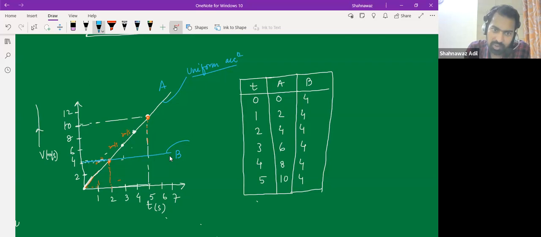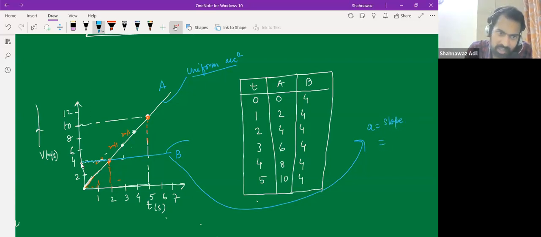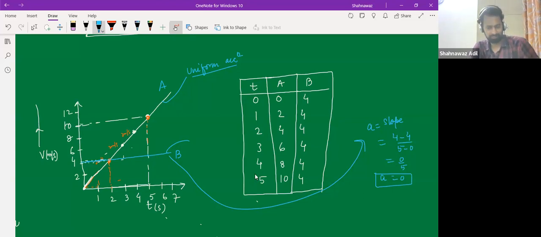So we know that acceleration would be slow, right? So for this case, let us find the slope from this point to this point. So slope would be how much? This would be 4 minus 4 over 5 minus 3. So 0 by 5, so 0. Acceleration is how much for this graph?